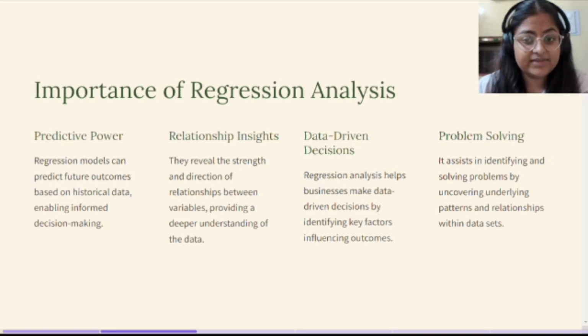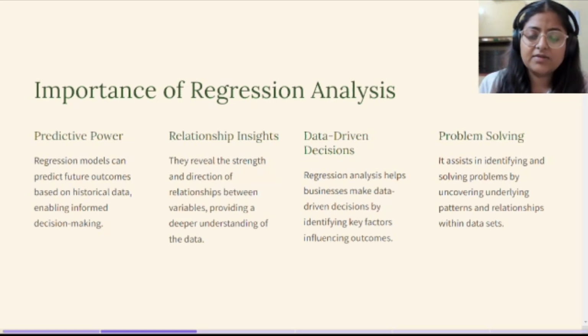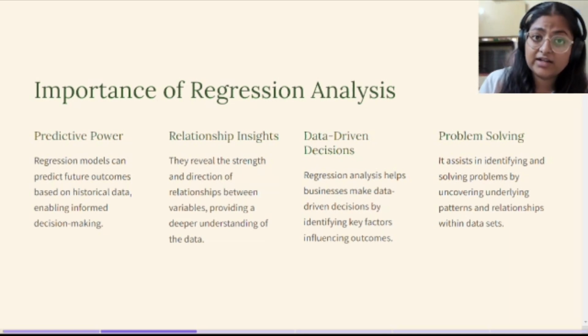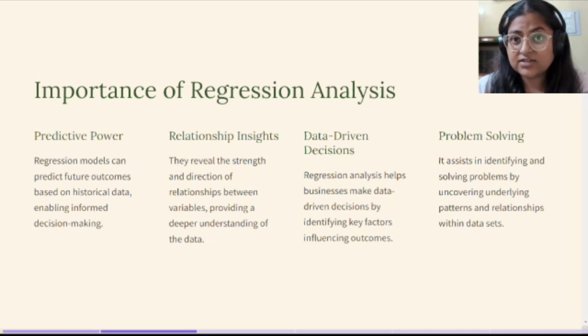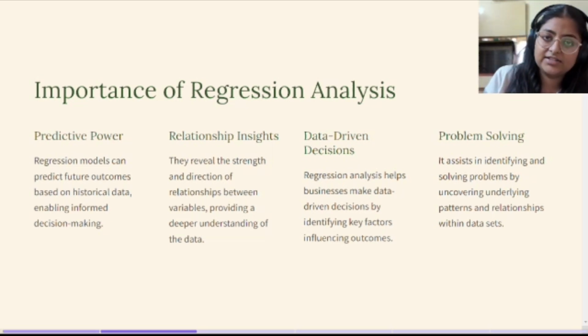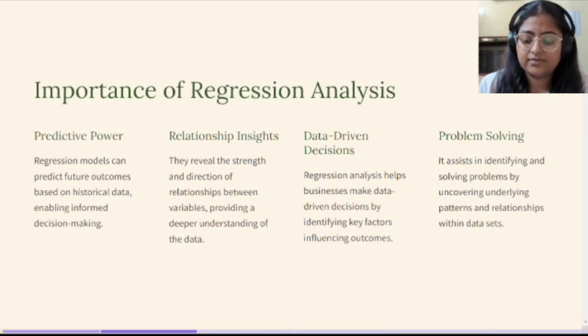Data driven decisions. Regression analysis helps businesses make data driven decisions by identifying key factors influencing outcomes. Regression analysis also helps us in problem solving, as it assists in identifying and solving problems by uncovering underlying patterns and relationships within the data sets.